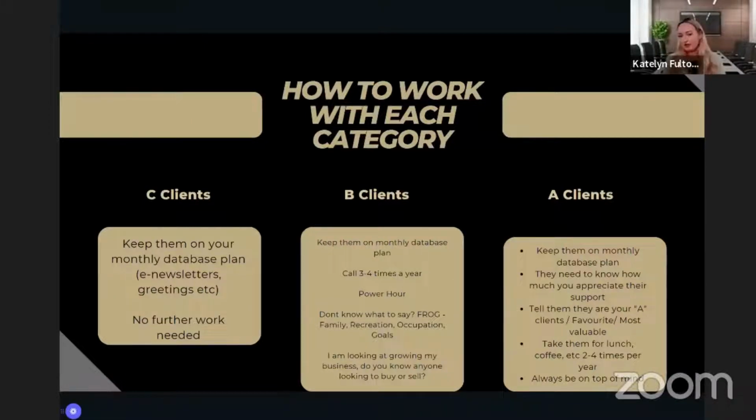And then your A clients, these are your best clients. They do transactions with you. They may do multiple transactions with you, and then they're consistently referring business to you. These guys you want to keep on your monthly database plan, but they also need to know how much you appreciate their support. So you need to consistently remind them how grateful you are for their business, and that they are your favorite clients. Tell them, you are my A client. You're one of my favorite clients. You're one of the most valuable clients, and remind them how much they do support you.